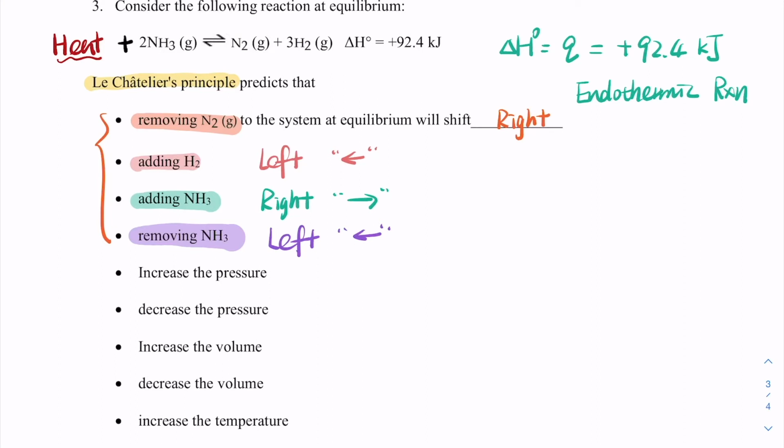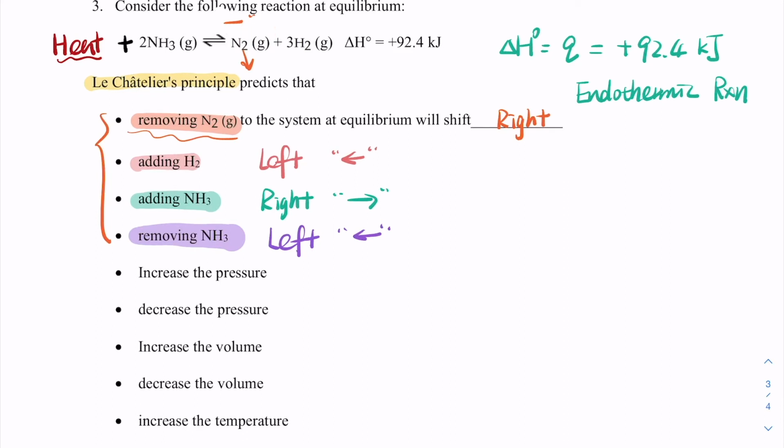Okay, so just say one more time, like the first one. If you're removing, you take some out, right? You remove, take this out, so that means you have less. In order to counteract that, you're gonna make a little bit more. Okay, so in order to get more of N2, what do we need to do to have the reaction shift to the right to make more?